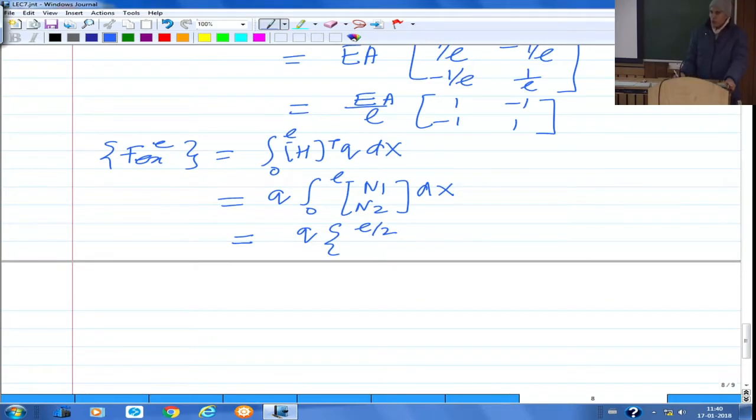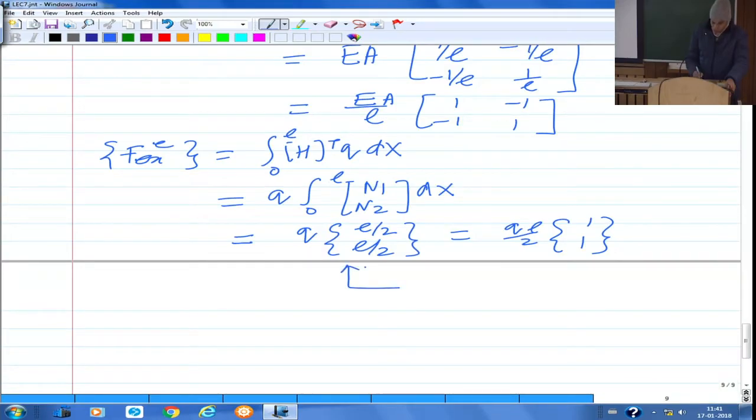You can check, no, 1 minus x by L, what is the integral? Similarly this also will be L by 2. So you can take L by 2 out, so you can say QL by 2, 1 and 1. And for a distributed load, if we derive the external load vector consistent with the interpolation function, we call this the consistent load vector.